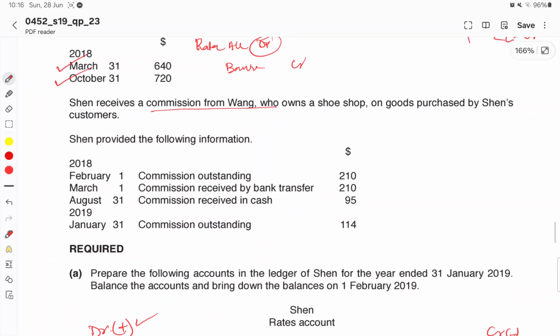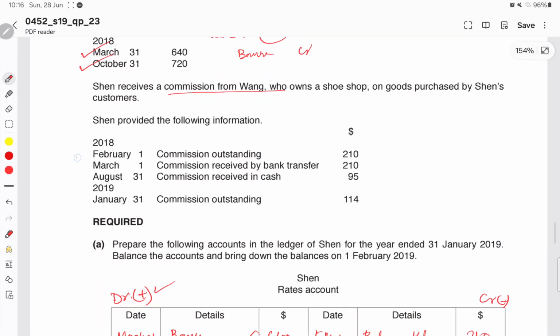Shen receives a commission from Bank who owns a shoe shop, on the goods purchased by Shen's customers. She provides the following information. These are the commission outstanding. It means accrued. Accrued income is a current asset. Then commission received by bank transfer. So during the year you received it. So this is the opening balance. You can see from the date, this is the opening balance.